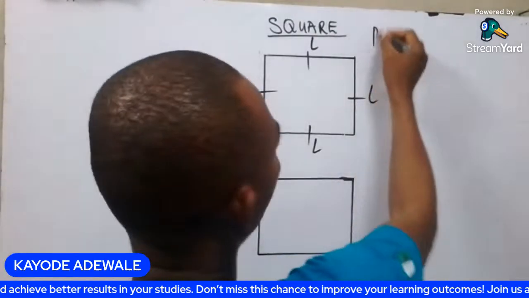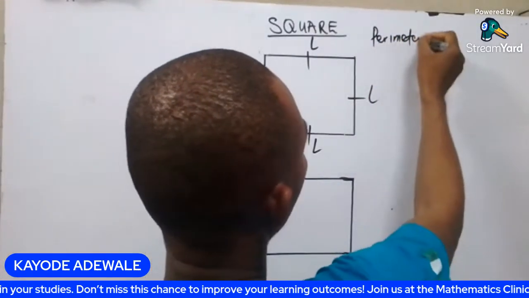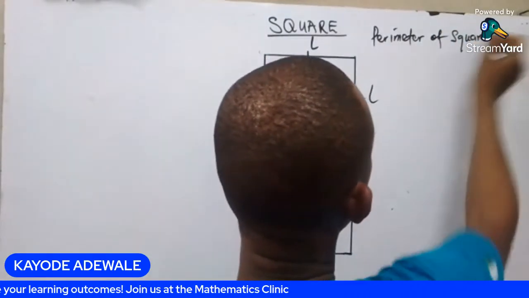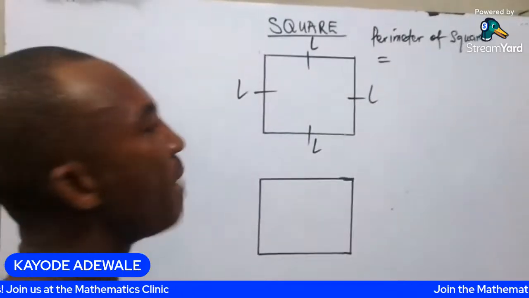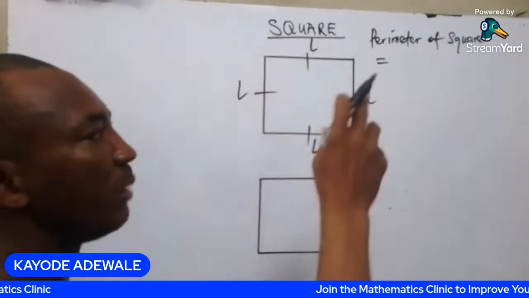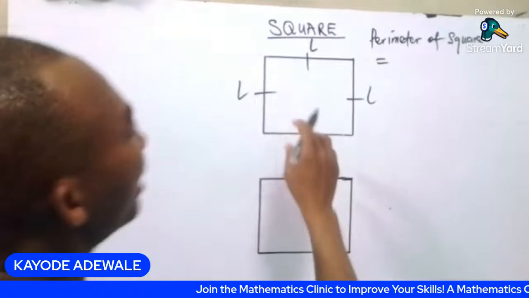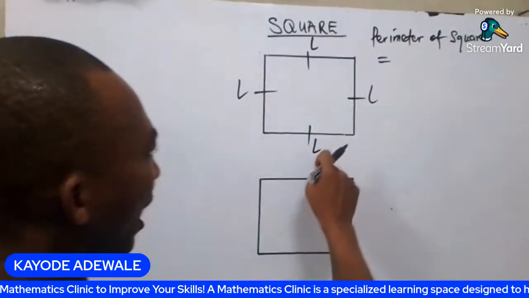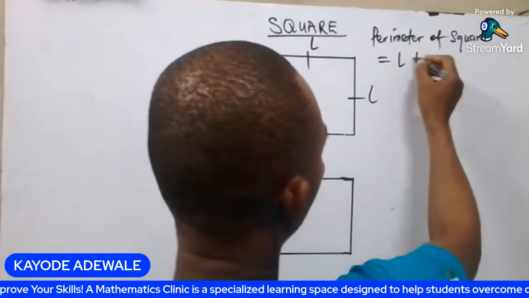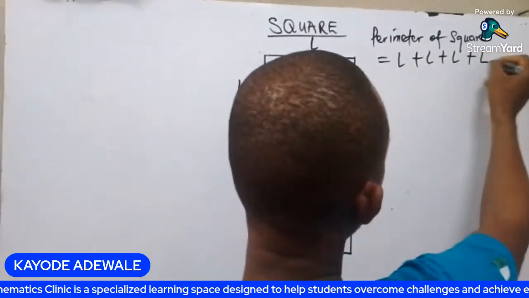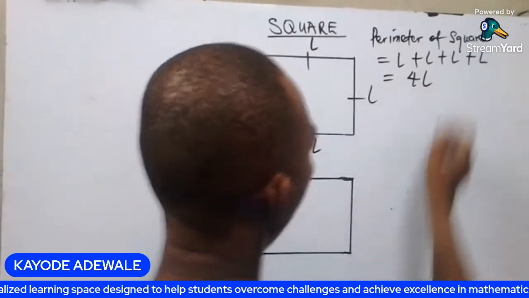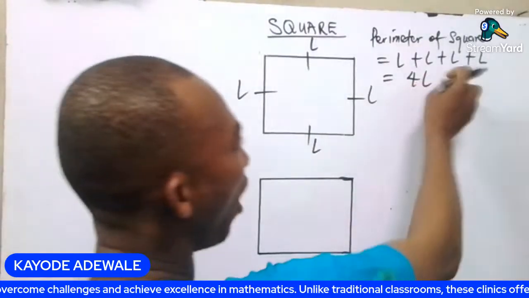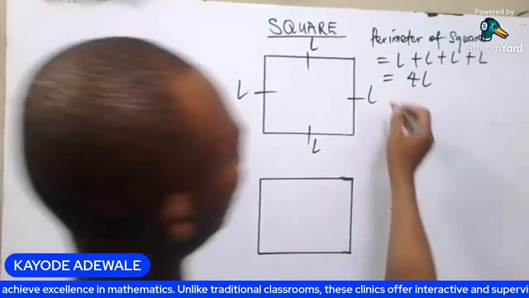Don't forget, we have to look for the perimeter of this square. In looking at the perimeter, we said it is the measurement of the outside boundaries of any shape. That is what we call perimeter. Now, the measurement of the outside boundaries of this means L plus L plus L plus L, which is 4L. So the perimeter of a square is 4L.